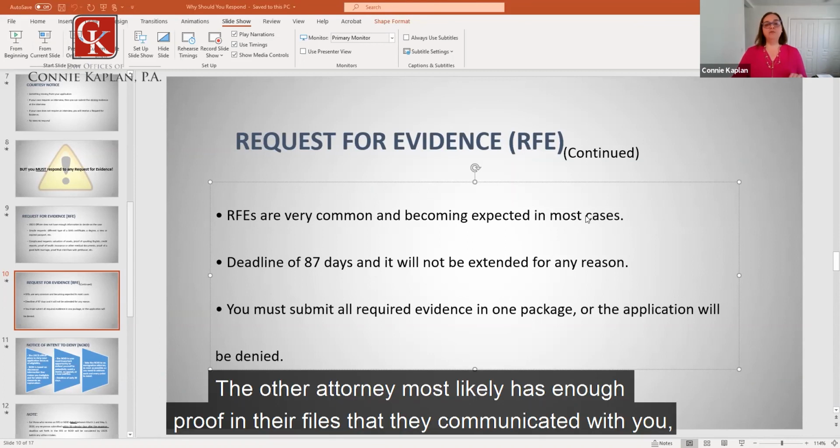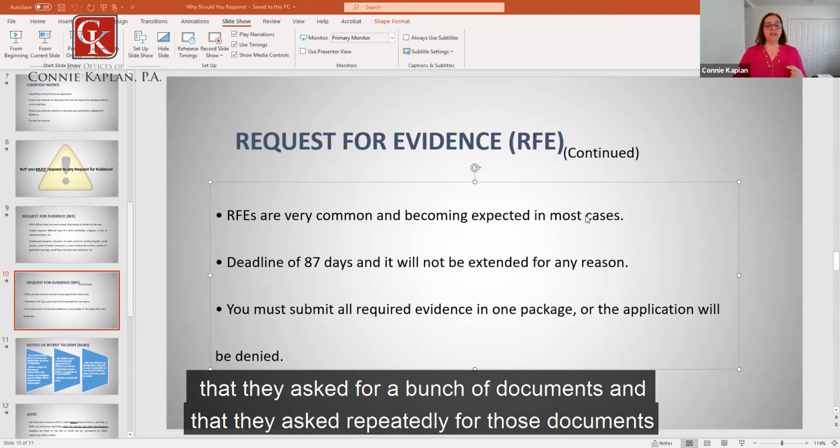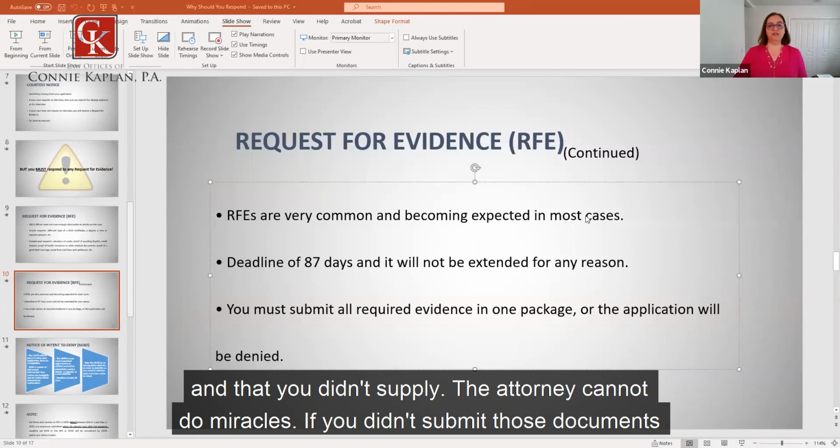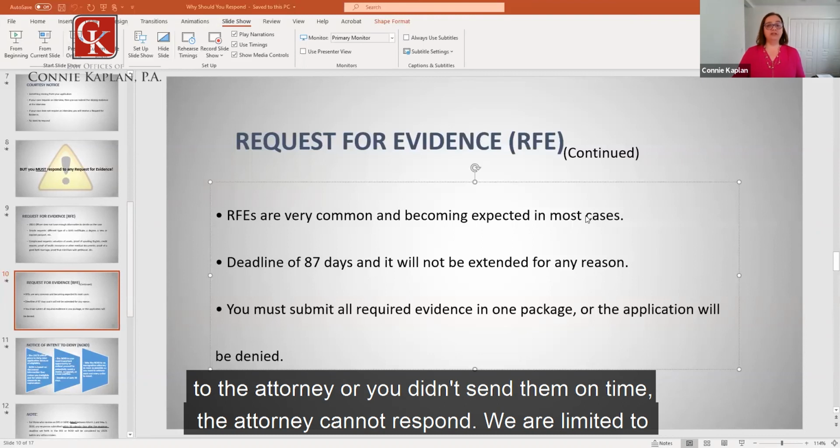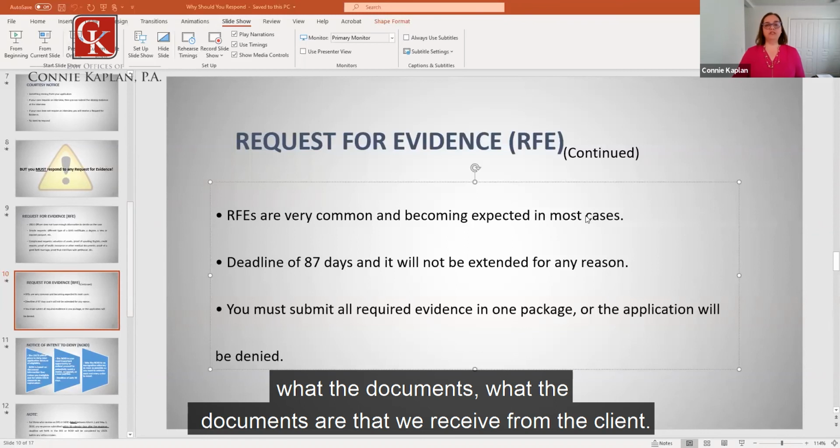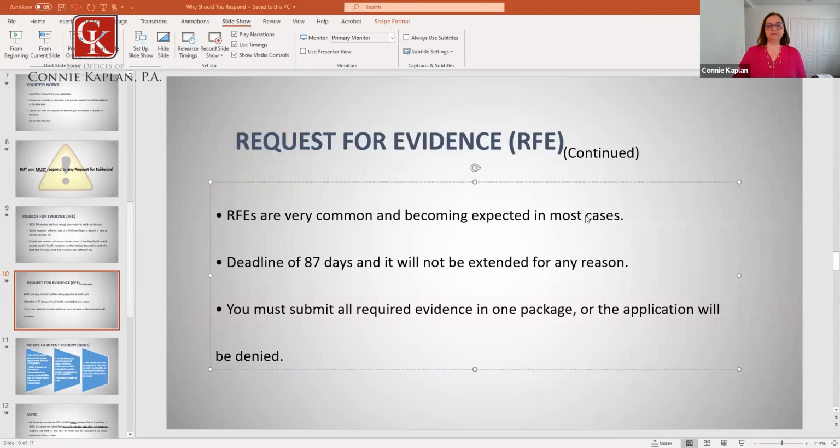The other attorney most likely has enough proof in their files that they communicated with you, that they asked for a bunch of documents, and that they asked repeatedly for those documents and that you didn't supply. The attorney cannot do miracles. If you didn't submit those documents to the attorney or you didn't send them on time, the attorney cannot respond. We are limited to the documents that we receive from the client.